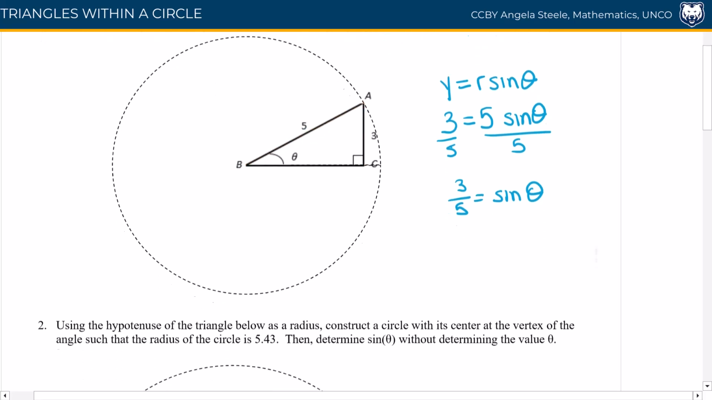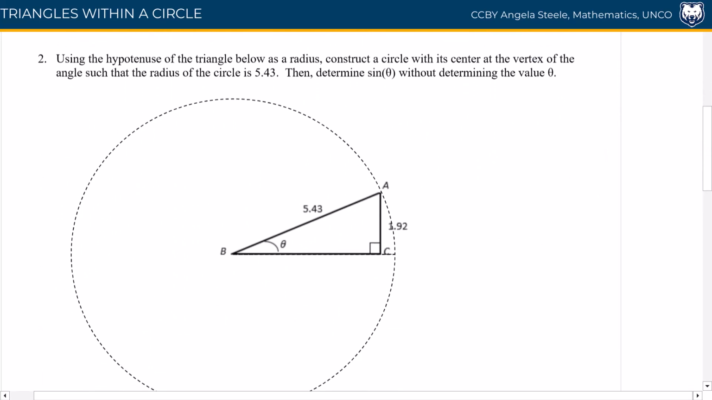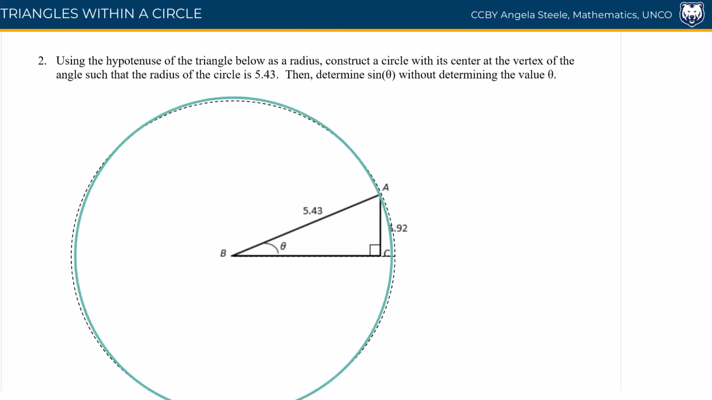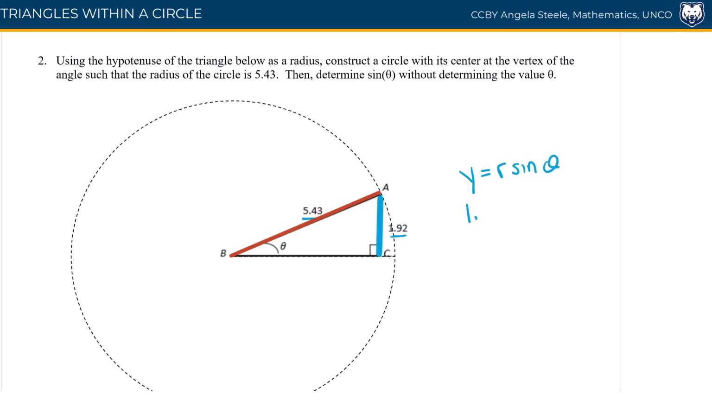All right, let's go ahead and do this one more time. So again, take your compass and construct a circle around that triangle. Here our radius is going to be 5.43 and our vertical distance is 1.92. So again, we're going to find our sine of theta. We get y equals r sine of theta. Our y is 1.92, R is 5.43. And then to get sine of theta by itself, divide by 5.43. And that gives us our answer.